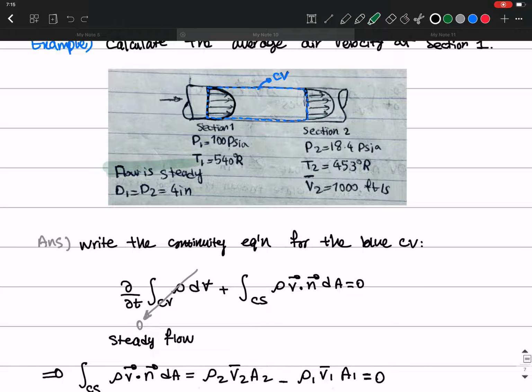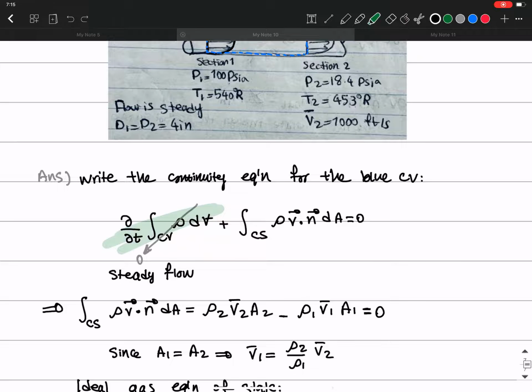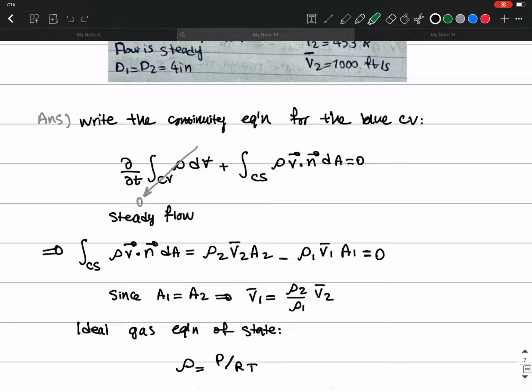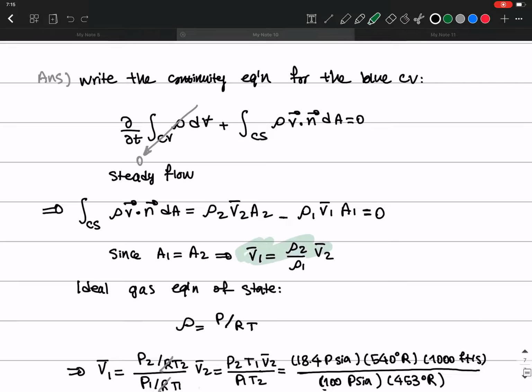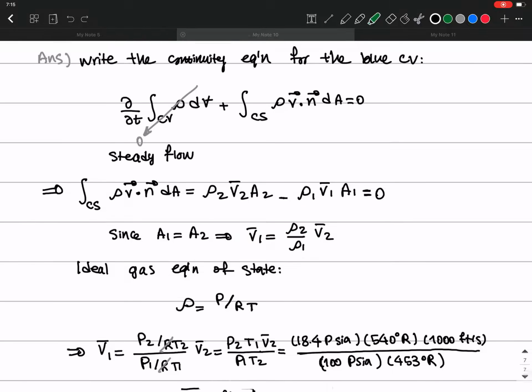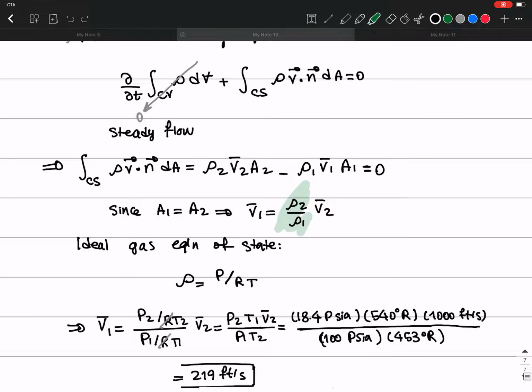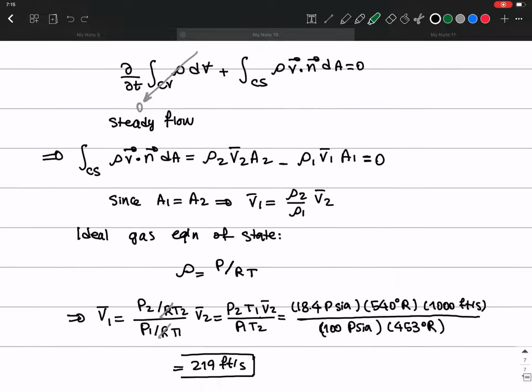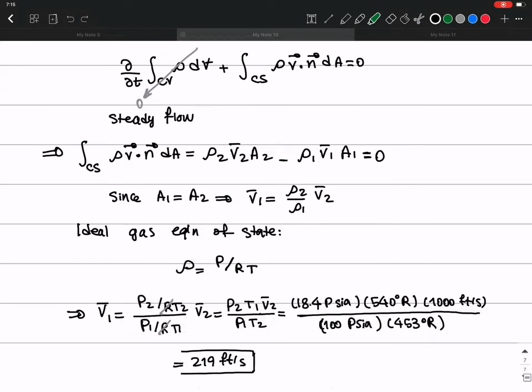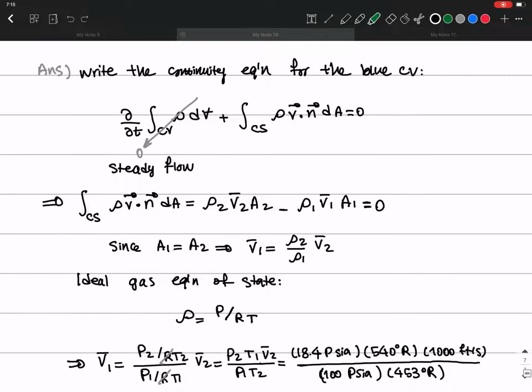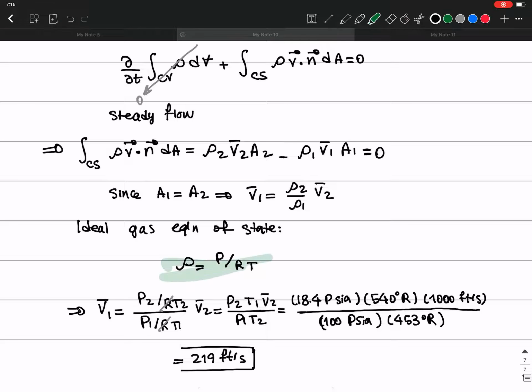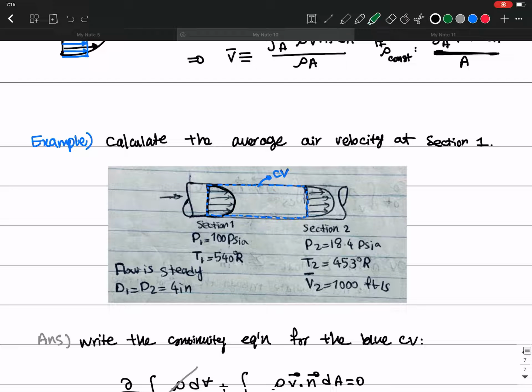So the way you should do that is you simply write the continuity equation. And because the problem states that this is a steady flow, the first term becomes 0. And so we are only left with this term. And because A1 is equal to A2, we get this relation between the average velocities. And because we don't have the density, we only have the pressure and temperature information, so we use the ideal gas law, and using that, you can find that the velocity at section 1 is 219 feet per second, which is smaller than 1000 at section 2. Okay.